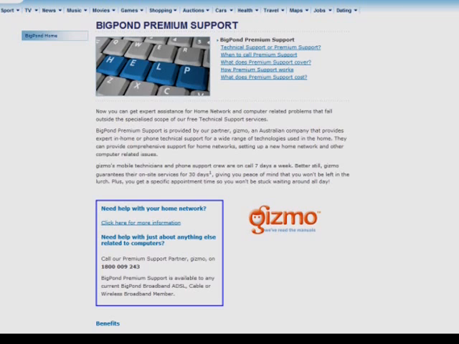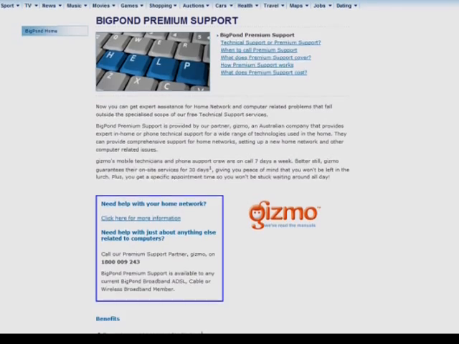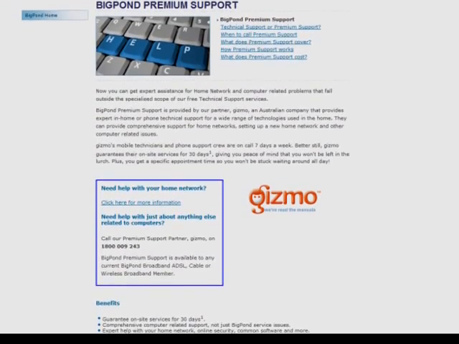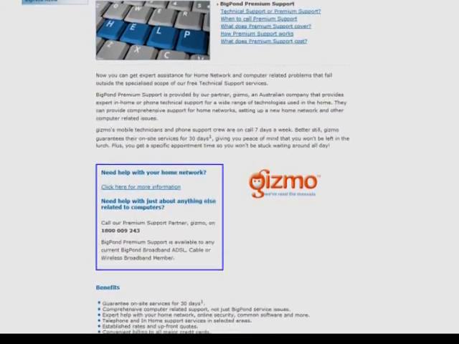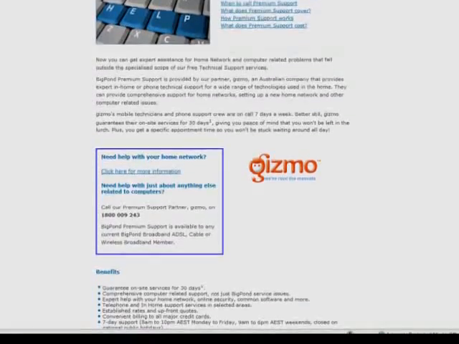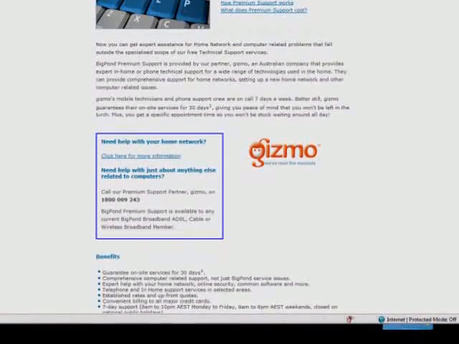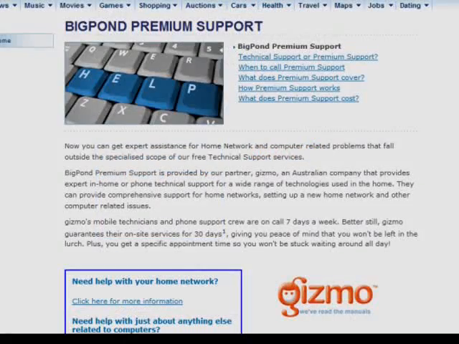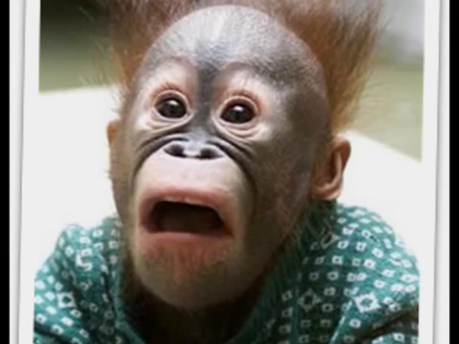Gizmo is a technical support company here in Australia, who have been contracted by Telstra to handle the more advanced connection issues outside of your normal ISP connection issues. They were described to me as a premium technical support. Yeah, the word premium makes me cringe too.